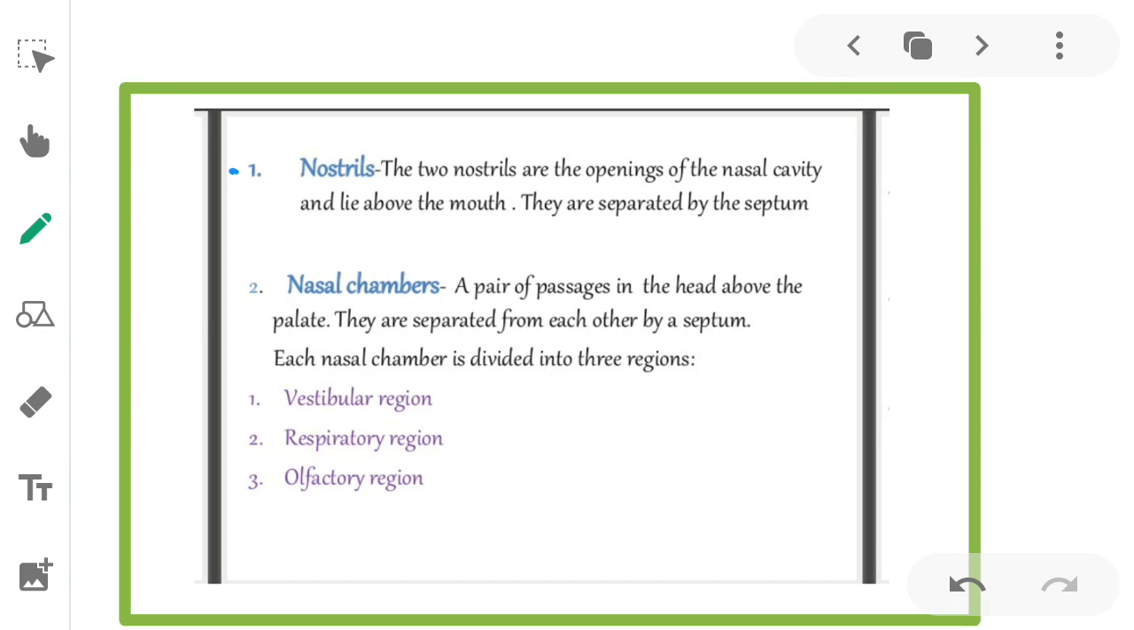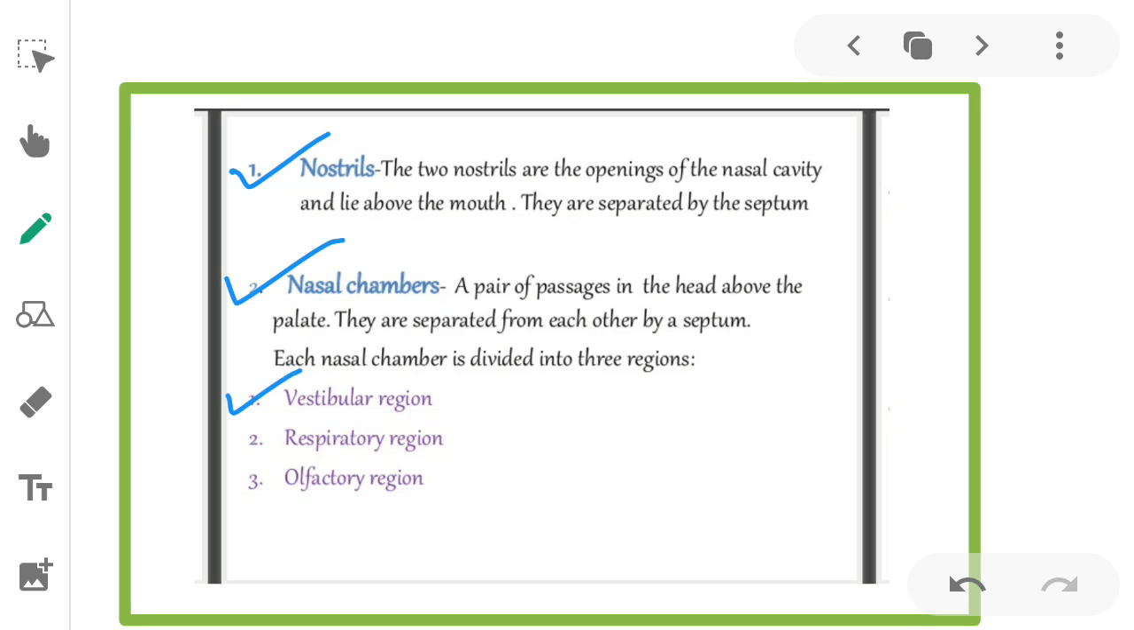First, we'll study the nostrils. Here, the two nostrils are the openings of the nasal cavity and lie above the mouth, and they are separated by the septum. That is, we have a pair of external nostrils opening above the upper lip. Then it leads into the next, that is, the nasal chambers. Nasal chambers are a pair of passages in the head above the palate, and they are separated from each other by a septum. Each nasal chamber is divided into three regions.